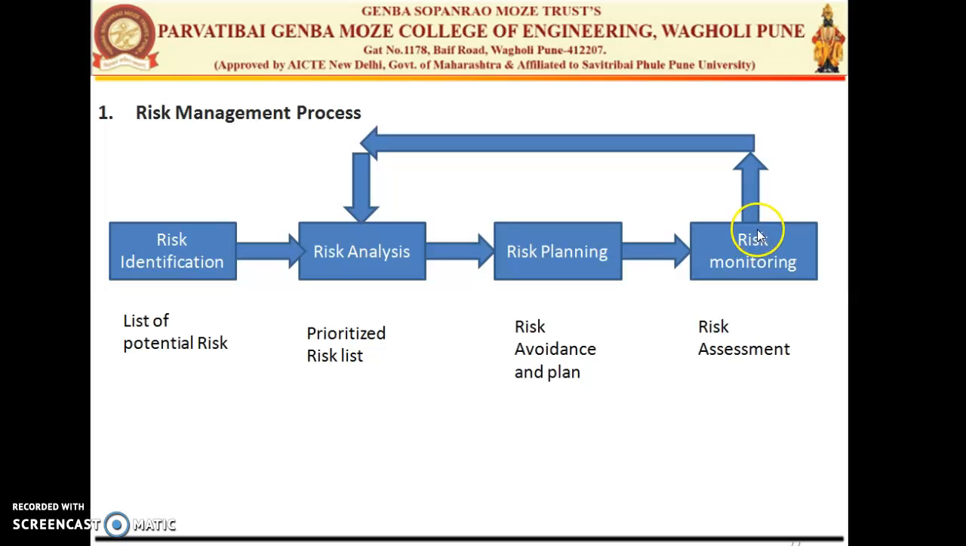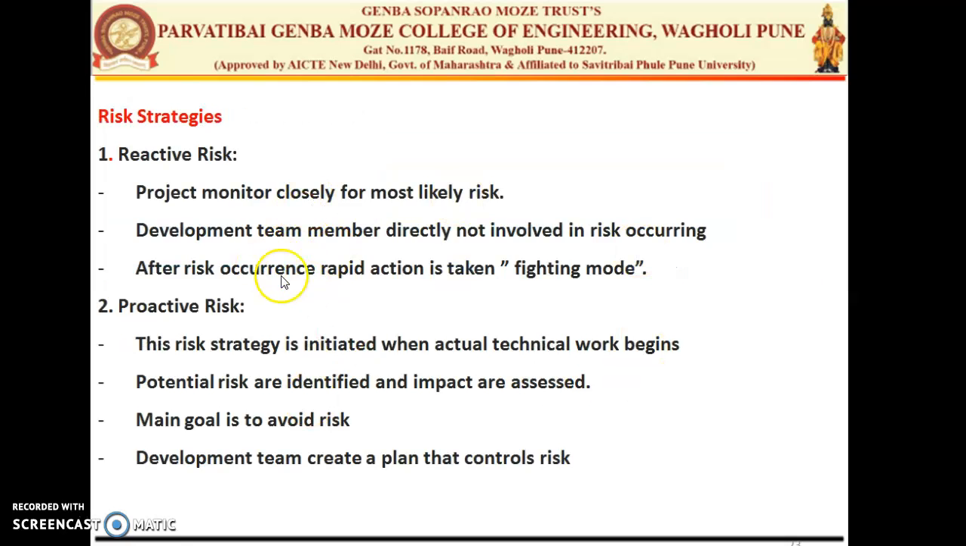So we have these 4 things under the risk management process. Again, once the risk monitoring is done, we need to analyze the risk again to see if it is there or not. If the risk is uncovered again, we need to do the risk planning again and monitor the risk again. Such a process will continue until we are satisfied with our management. So the next one is the risk strategy.